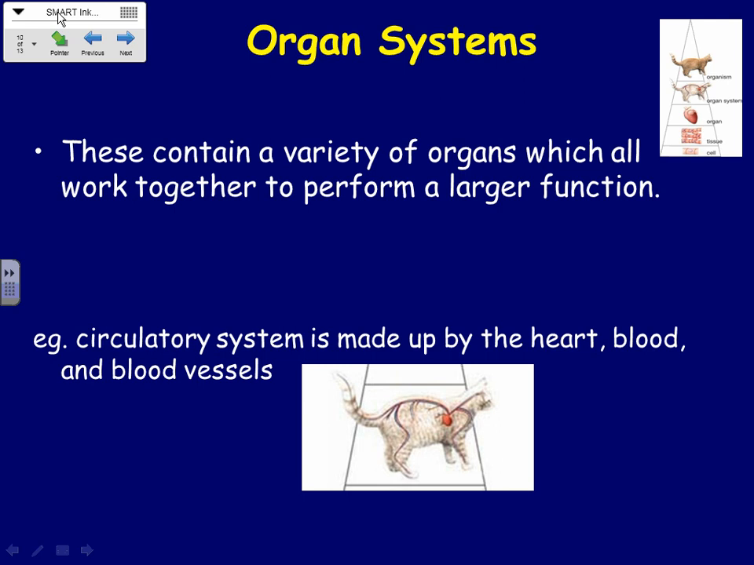The first one we're going to talk about on the Monday when we get back is the digestive system. So we'll talk about all the organs involved in the digestive system, talk about their functions, the main ones, not all of them, the main ones.